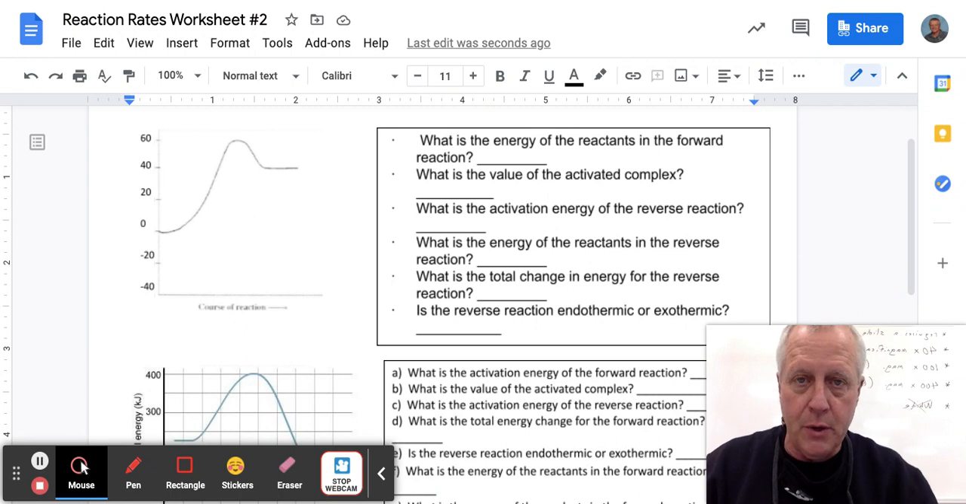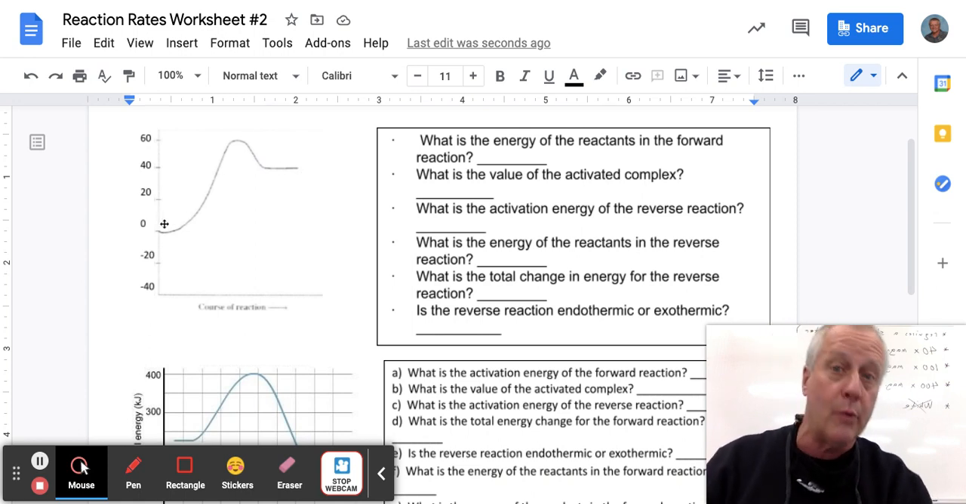Now, there's also the idea of a reversible reaction. If this is a forward reaction going from left to right, resulting in products, then the reverse reaction is when you go from right to left. In this case, this becomes the reactants, and this down here becomes the energy of the products. This is all about energy of reactants or products, and it can be a forward reaction or a reverse reaction.